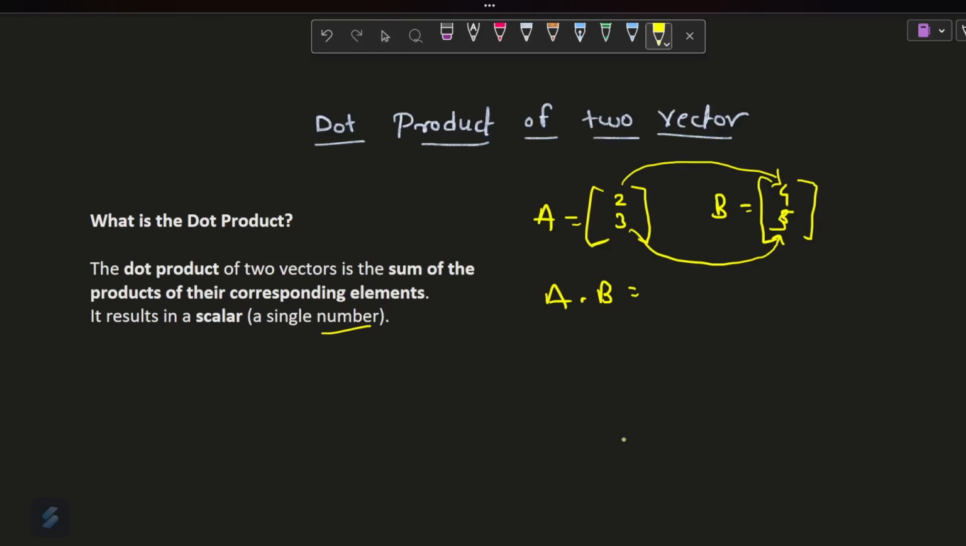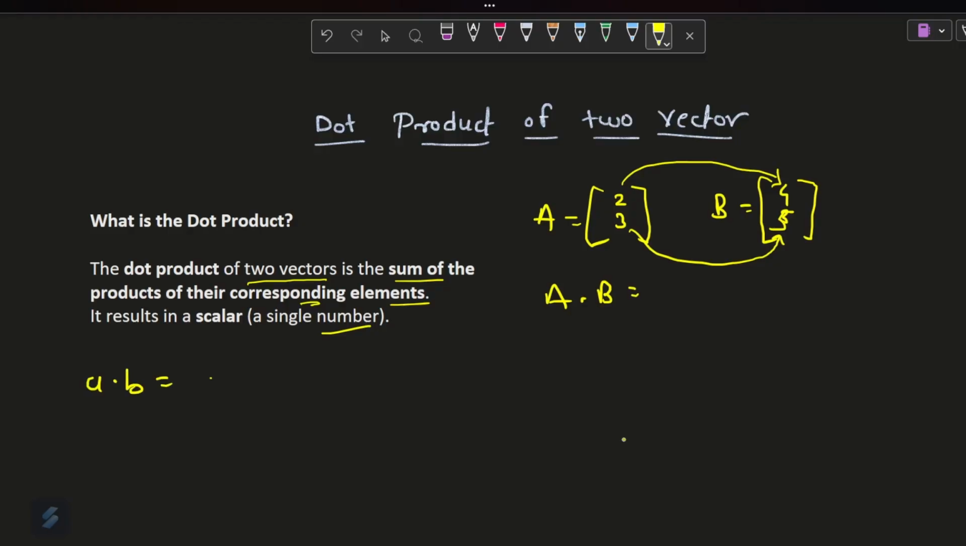Start with the dot product of two vectors. What is the dot product? The dot product of two vectors is a sum of the products of the corresponding elements, and the result is a scalar, a single number. So, we have two vectors.